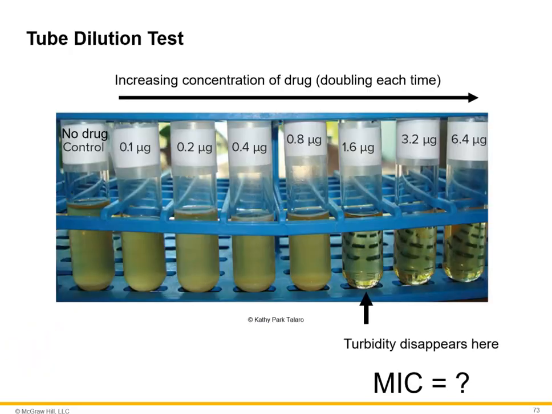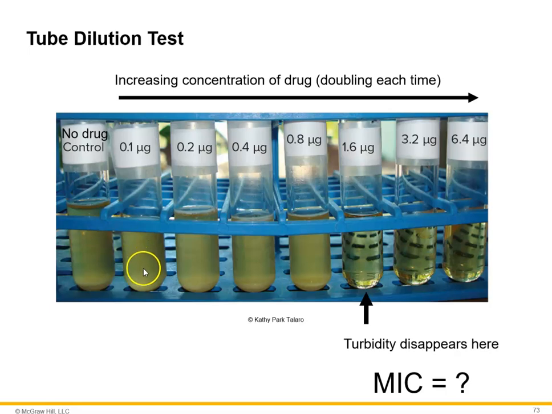Okay, the tube dilution test. So what they do is they take a known concentration of bacteria. This is a broth that has bacteria in it, and they put it in a bunch of different test tubes. All of these test tubes have the same concentration of bacteria in them. Then they have a control tube, which is not going to have any medication added to it. Then they start adding medicine in small increments. So you've got 0.1 micrograms here.